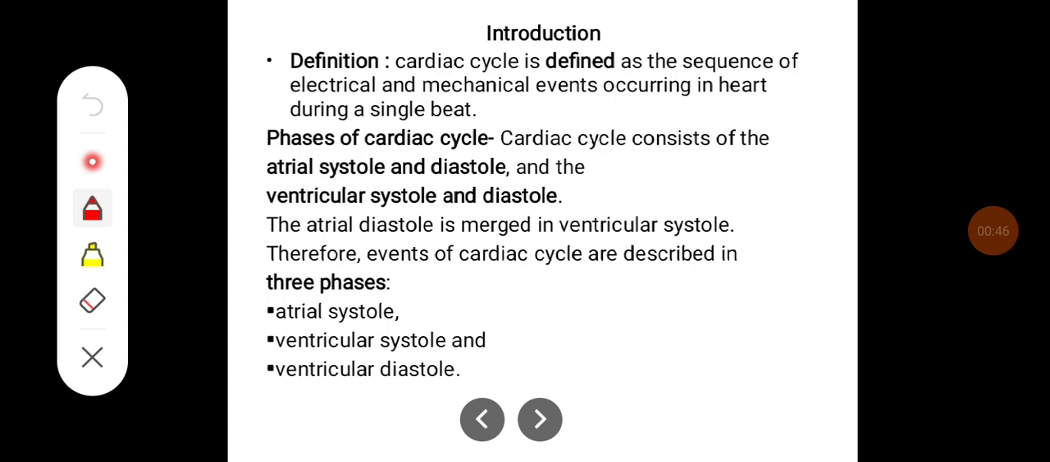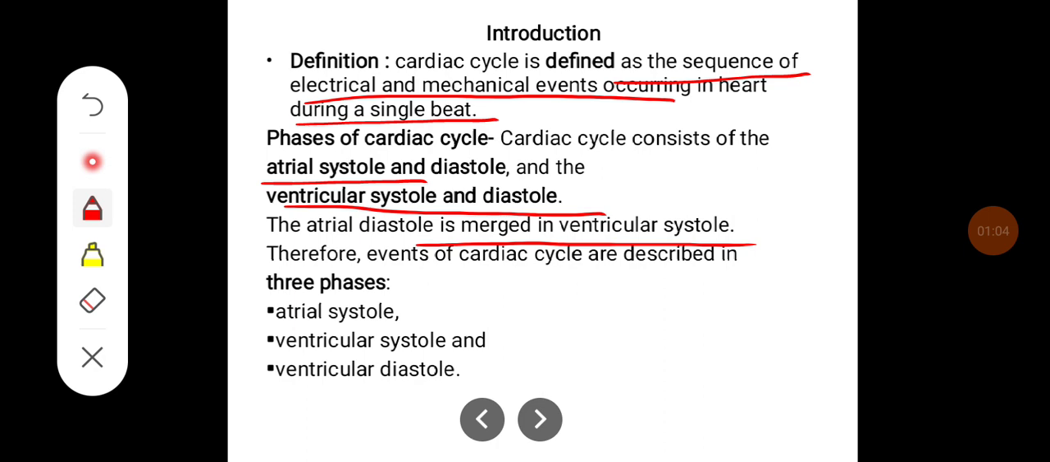Cardiac cycle is defined as a sequence of electrical and mechanical events occurring in the heart during a single beat. The phases of the cardiac cycle consist of atrial systole and diastole, and ventricular systole and diastole. The atrial diastole is merged with ventricular systole. Therefore, the events of the cardiac cycle are described mainly in three phases, that is atrial systole, ventricular systole, and ventricular diastole.